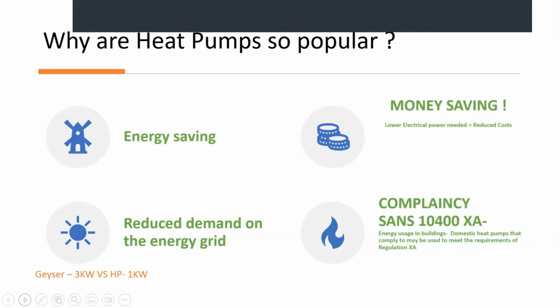Another huge driving factor, as I mentioned, is compliance to SANS 10400 XA. Since November 2011, the National Building Regulation for Energy Efficiency for Buildings, XA2, applies. So XA2, ladies and gents, I'm just going to read a little section. It says that at least 50% of the volume fraction of the annual average hot water heating required shall be, and shall be is quite a definite word, it's a must, it's not an if or maybe, provided by means other than electrical resistance heating.